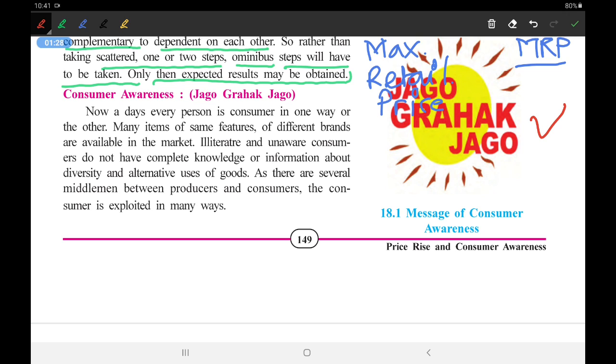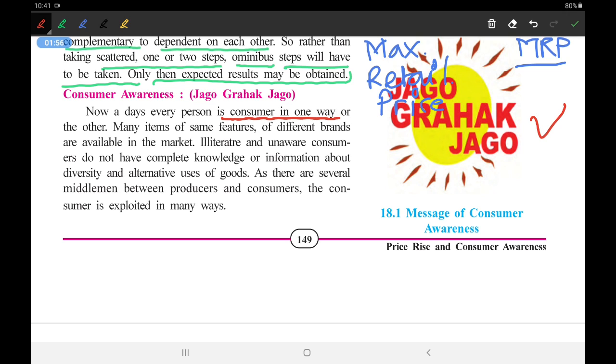See, nowadays every person is a consumer in one way or the other. Now, who is a consumer? I already told you at the start of the chapter that I'll tell you about the consumer. There is a definition for it: a person who pays for a thing and uses it is termed as a consumer. Right? So every person is a consumer in one way or the other.